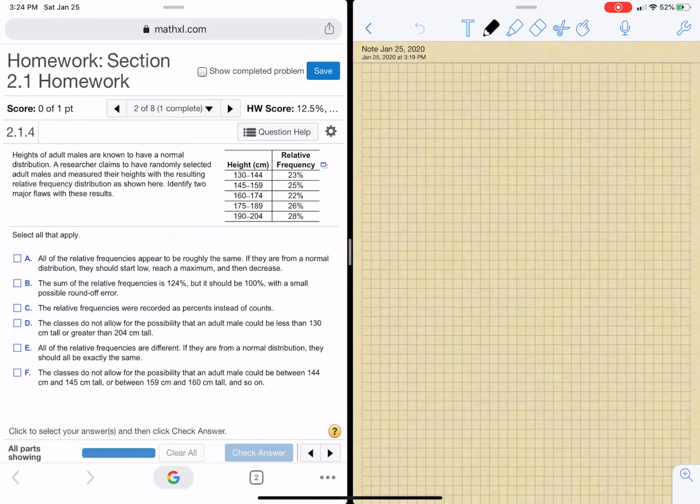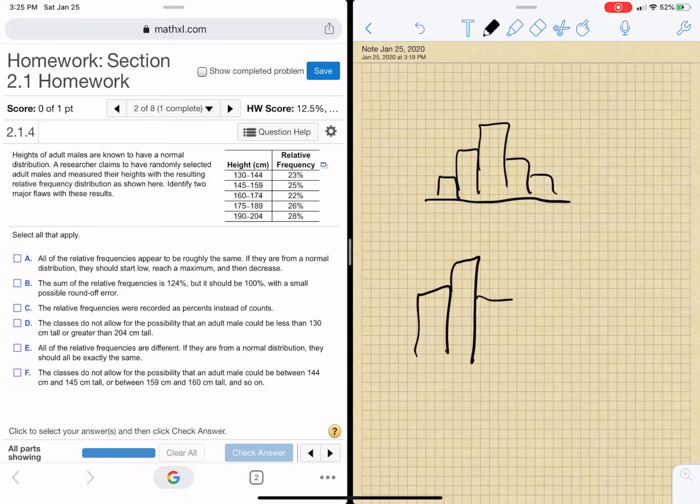Okay, let's go to the next one. Heights. Heights of a normal distribution, good. Just a reminder, a normal distribution looks like this: the frequencies get bigger and then start dropping. They're telling you it's normally distributed, but if you look at this one, it starts at 23, then goes to 25, then comes back down to 22, then shoots back up to 26, and then up to 28. That's definitely not normally distributed.